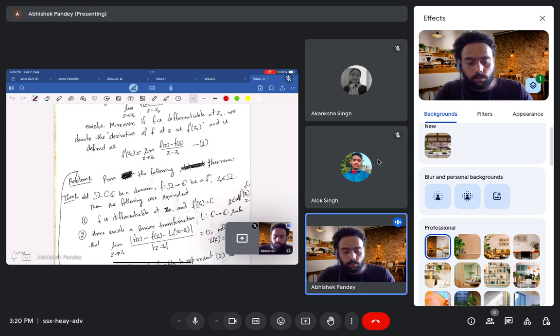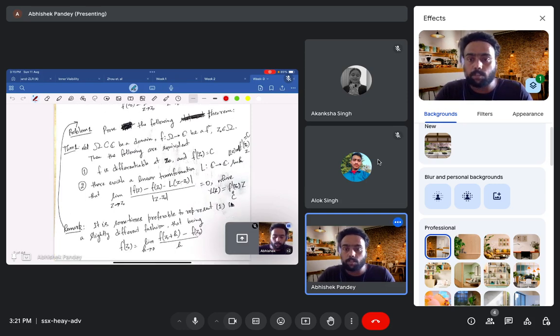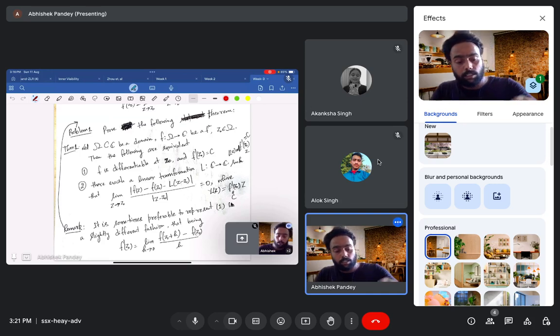So basically, differentiability you can define in one different way also. That is also equivalent to this definition, and it is known as the linear approximation of the function. Let omega be a domain in C and f from omega to C be a function, and take a point z naught belongs to omega. Then f is differentiable at z naught with f dash at z naught equal to c. It means that there exists a linear transformation L from C to C such that the limit z tends to z naught of modulus of f(z) minus f(z naught) minus L(z minus z naught), upon modulus of z minus z naught, goes to 0.